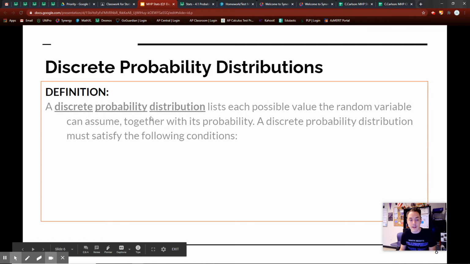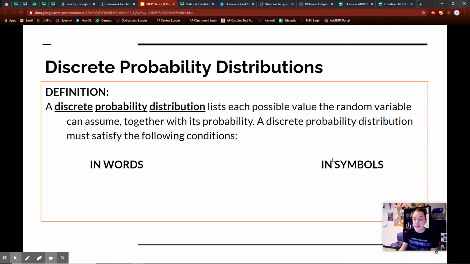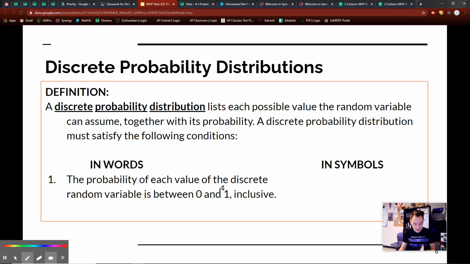What is a discrete probability distribution? It is basically a list. It lists each possible value that the random variable can assume, together with its probability. Together means just adding up. So the discrete probability distribution must satisfy these conditions. I'm going to have it in words here, and then we're going to put it in symbols. In words, the probability of each value of the discrete random variable is between 0 and 1 inclusive. In symbols, 0 less than or equal to probability less than or equal to 1.